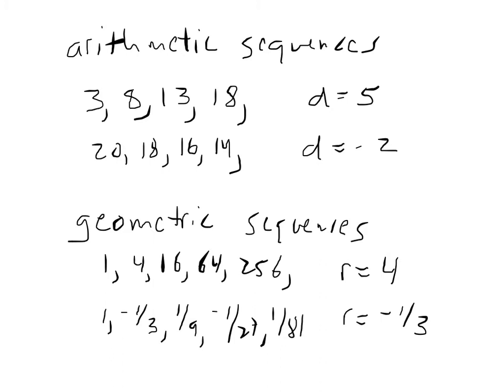And again, my ratio, 1/81 over -1/27 is -1/3. 1/27 over 1/9 is -1/3. 1/9 over -1/3 is -1/3. -1/3 over 1 is -1/3. And we refer to that as r.